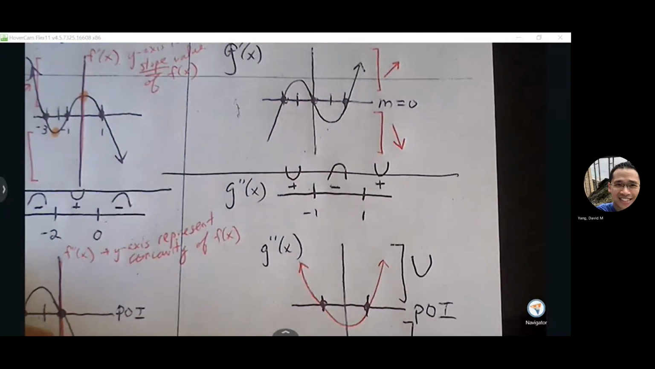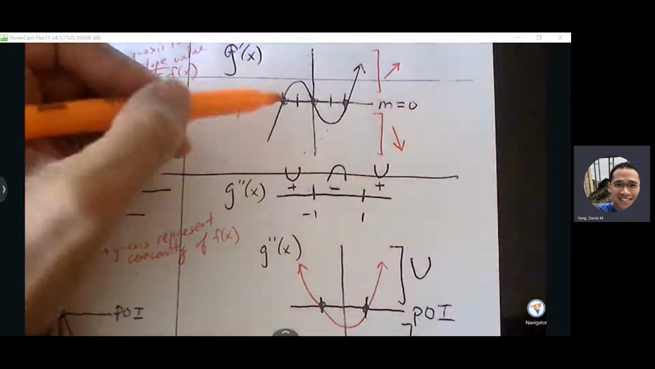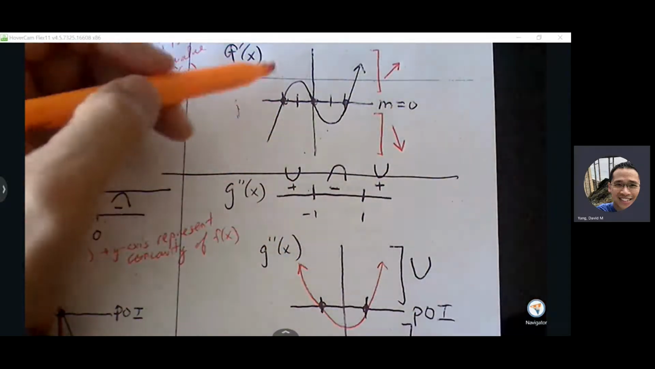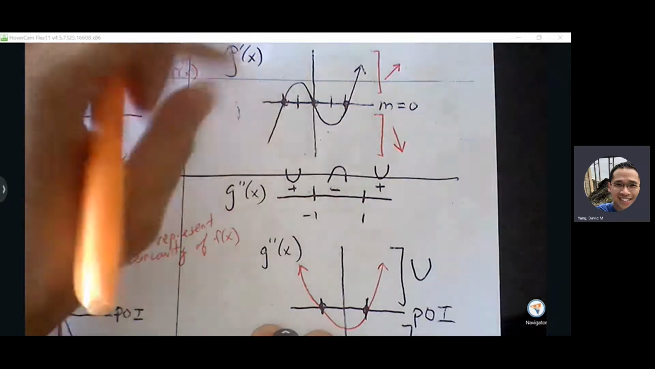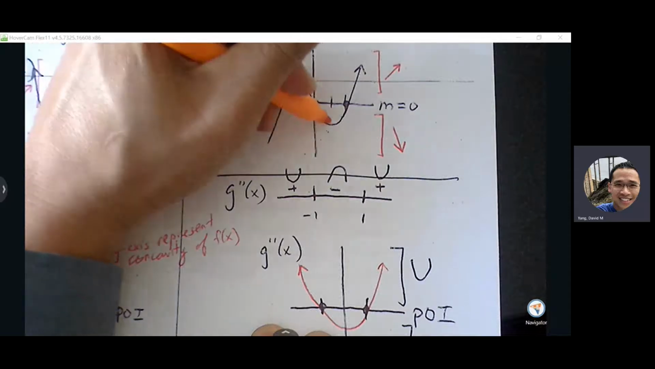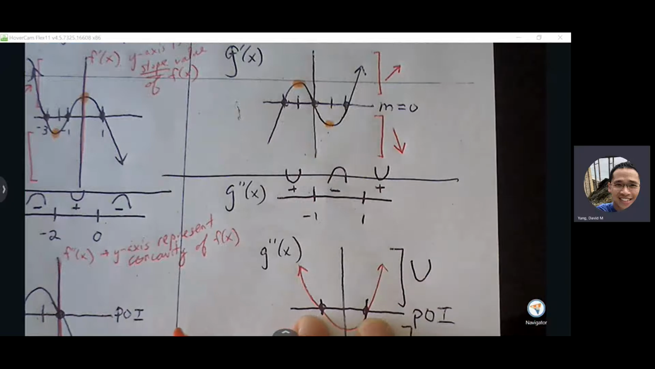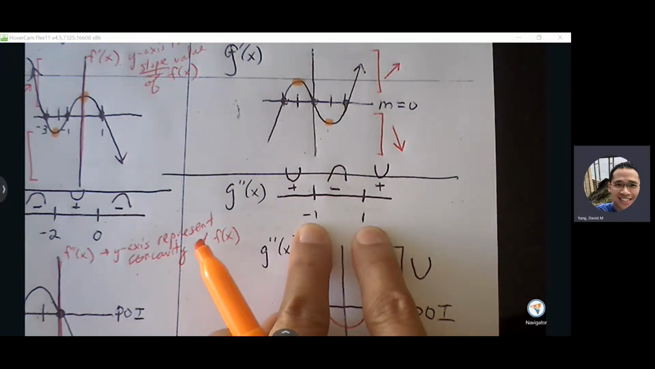Okay, again, I want to draw the connection between the derivative graph and the point of inflection. If I ever want to find points of inflection, and I only gave you the derivative graph, you're going to be looking at the peaks and valleys, right? -1 and 1 are the points of inflection that we have here, right?